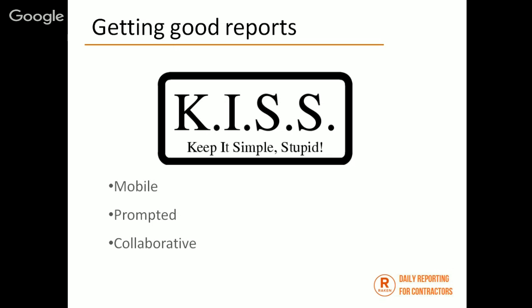So some ways to do that. First is do the reporting mobile. With technology nowadays, reporting must be mobile. The next thing you can do is make it prompted so that you're prompting the right answers. And then let's get collaborative with our reporting. Let's not put the burden on one person. Let's look at this and see how, I want to spark some ideas here on things you can do to make your reporting better and potentially save you thousands of dollars.